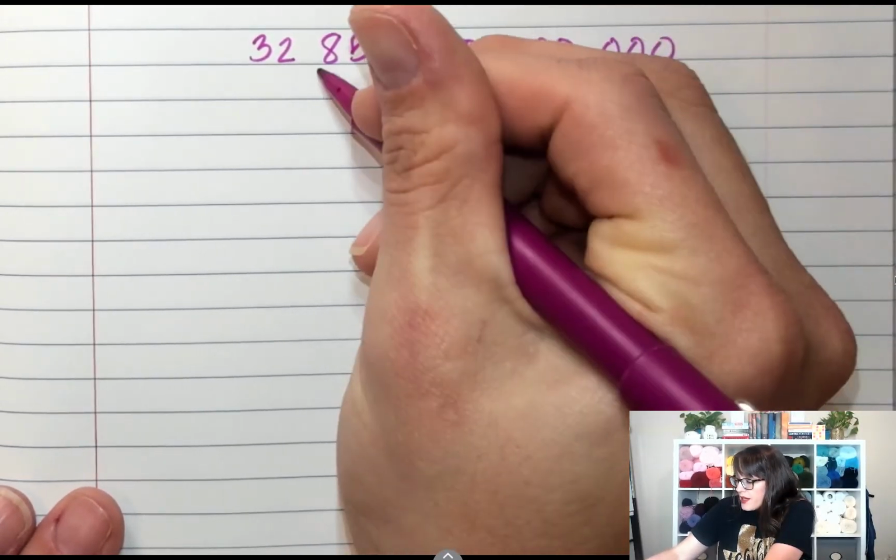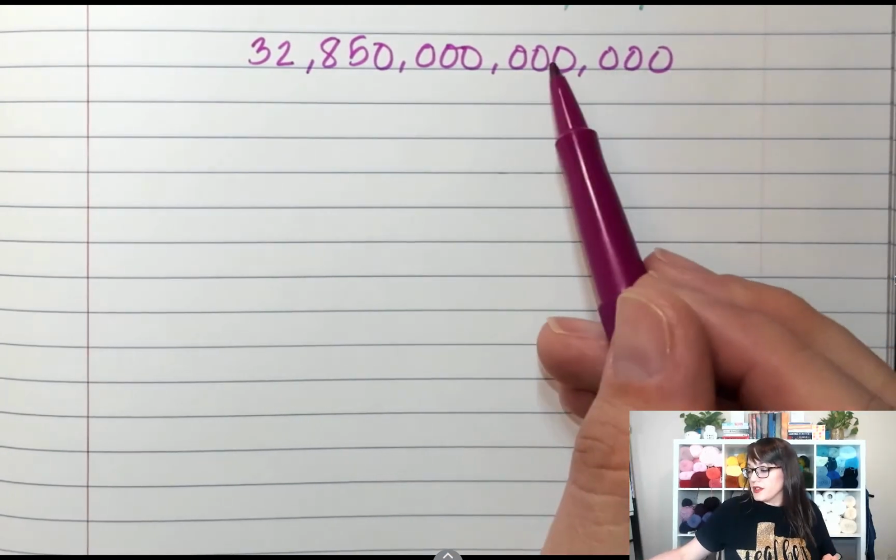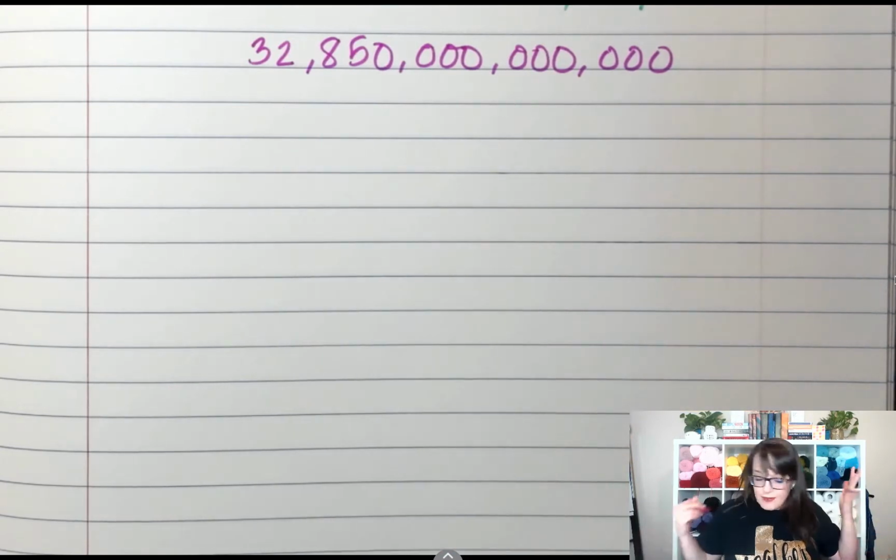And I spaced those out purposely so that it's easier to count. So this is hundreds, millions, trillions, billions. Off the top of my head, I don't know what comes after trillions, billions.